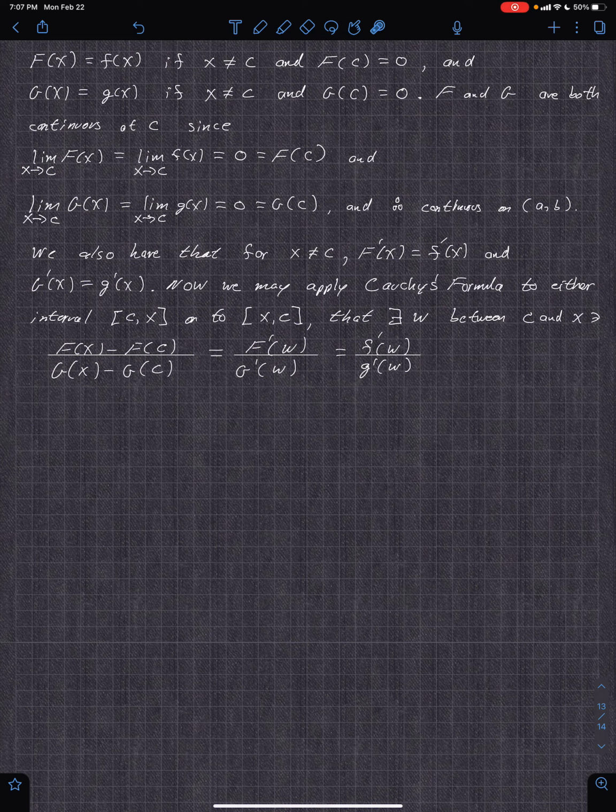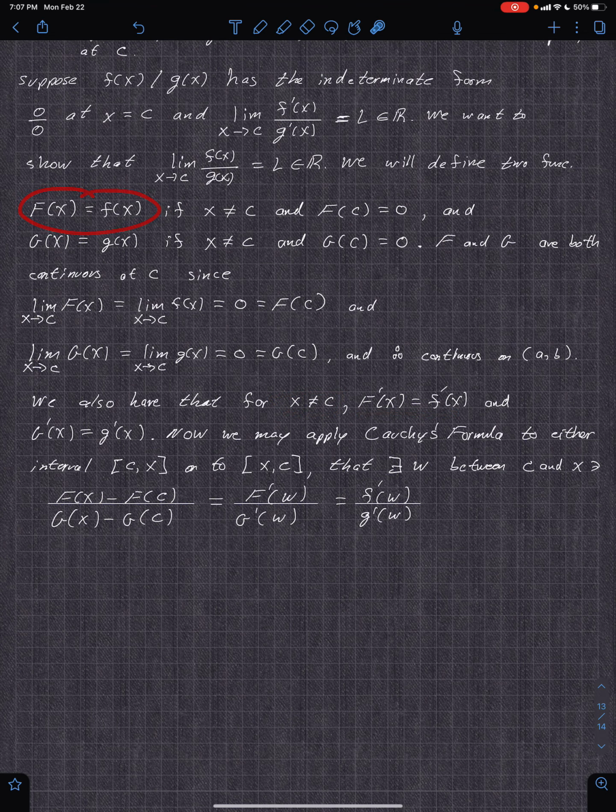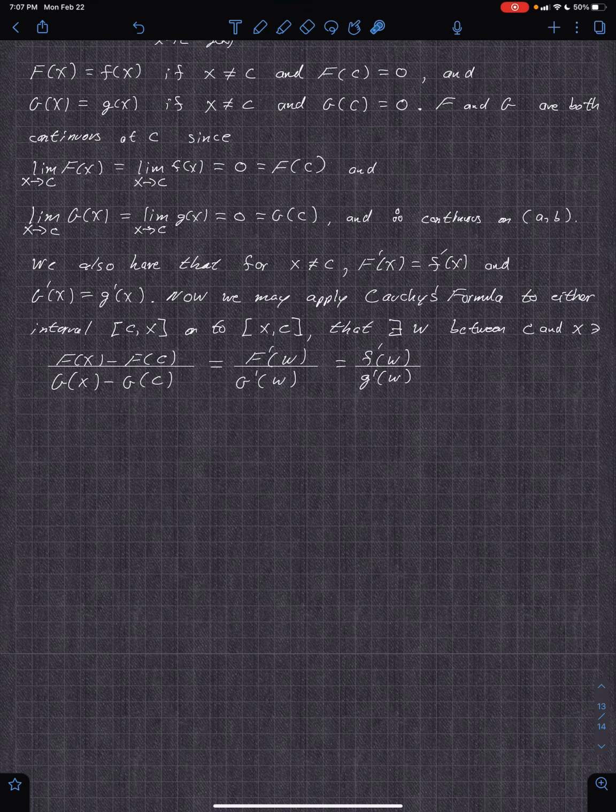So we're basically going around c, right? We're not going up to c, but we're saying we also have that when x is not equal to c, these are true. If you go back to our assumption, they're the same function except at c. So we're applying Cauchy's formula on these intervals. The w is between c and x, so it's in the open interval between c and x. Keep in mind, this is x, but this is w, so it's like the other value in between.